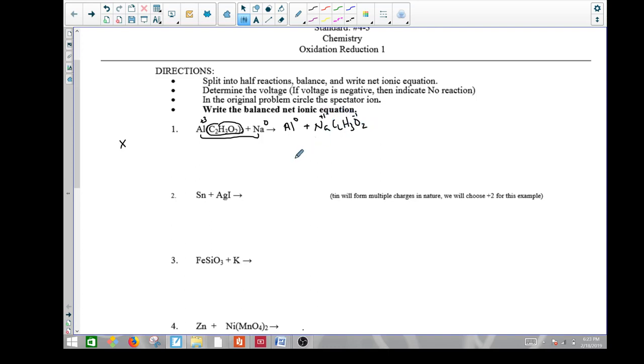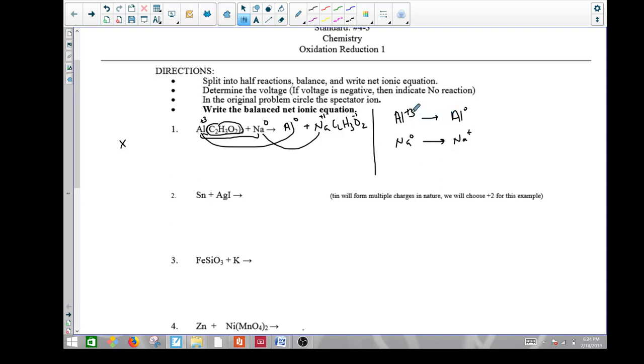Alright, next thing we'll do is we'll look at the half reactions. So who's involved in this exchange? The aluminum goes from plus 3 to 0, and the sodium goes from 0 to plus 1. So there's an exchange of electrons. I have aluminum going from plus 3, and the aluminum metal goes to 0. We have the sodium going to 0, and the sodium plus is Na plus. There you go.